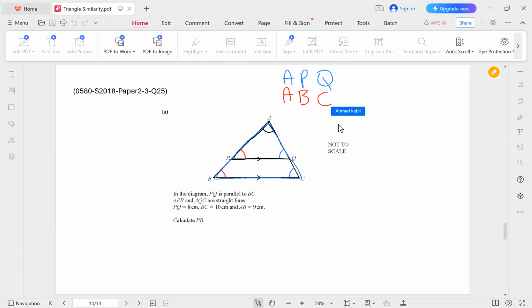Now let's write down the similarity equation. So first two over first two, AP over AB equals PQ over BC equals AQ over AC.